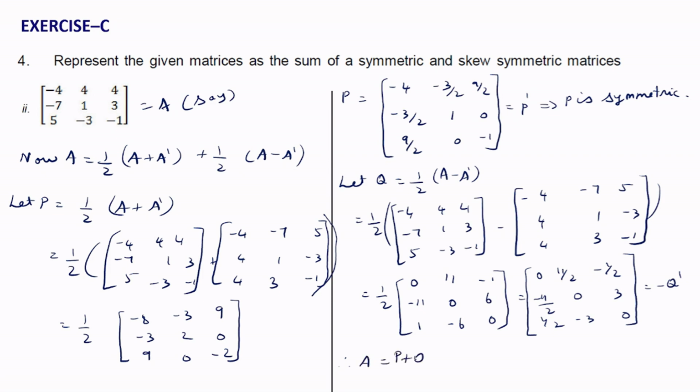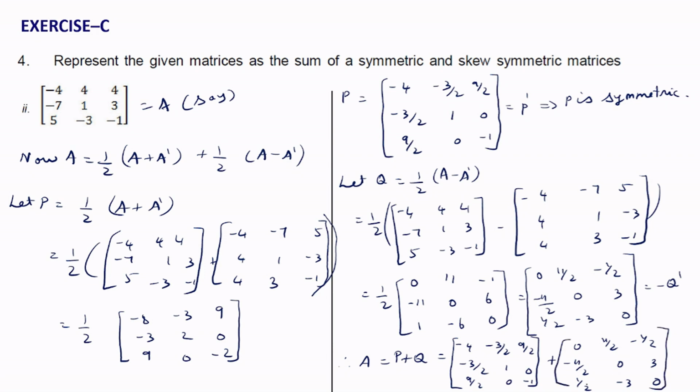P plus Q, which is equal to P is minus 4, minus 3 by 2, 9 by 2, minus 3 by 2, 1, 0, 9 by 2, 0, minus 1, which is a symmetric matrix, plus Q is 0, 11 by 2, minus half, minus 11 by 2, 0, 3, half, minus 3, 0. So we have expressed A as sum of symmetric and skew symmetric matrix.